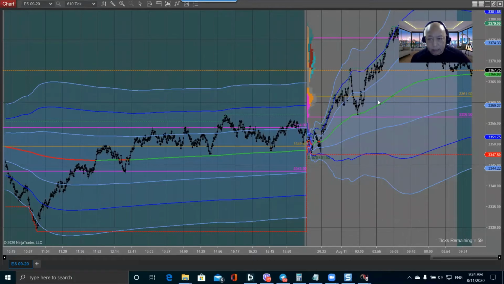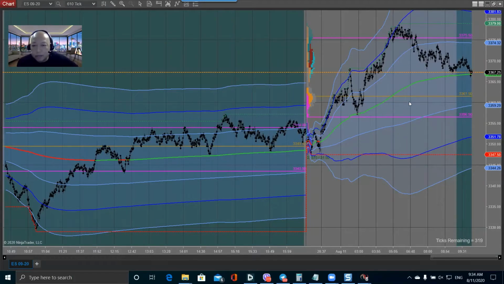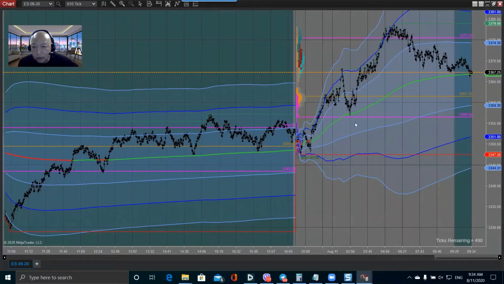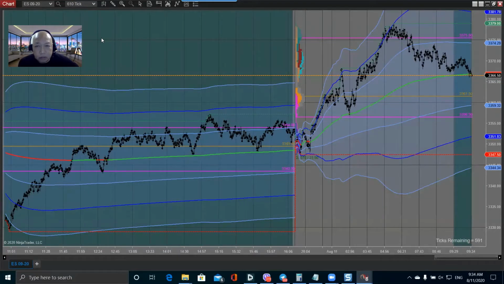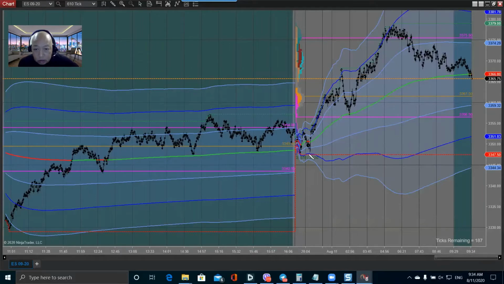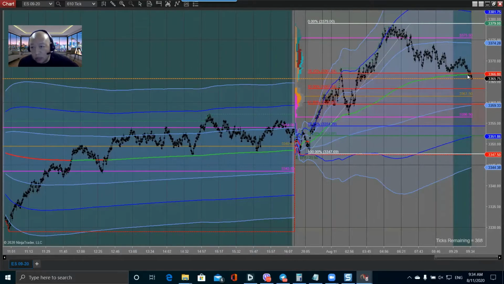And what we're looking at right now is the macro chart. As you can see, during the overnight session there was a strong move to the upside, and that's where we're at. We are now retracing back to the VWAP. Let me draw a Fibonacci here on the top, and there we are at the retracement level.